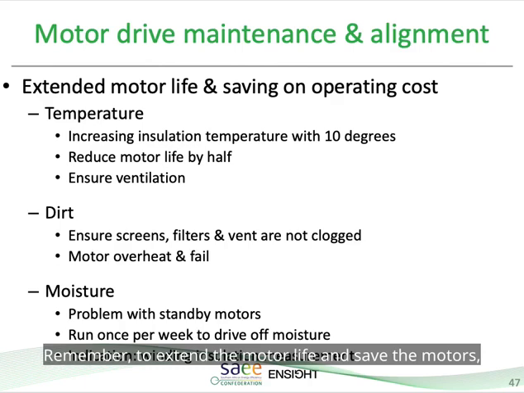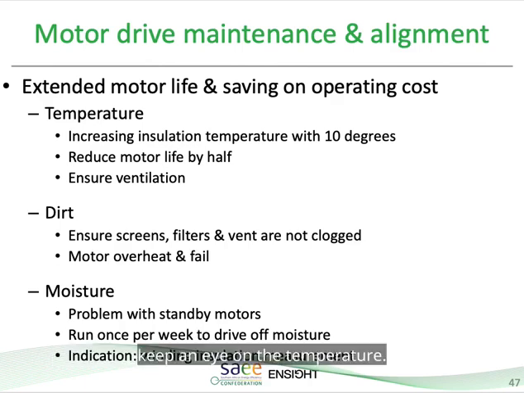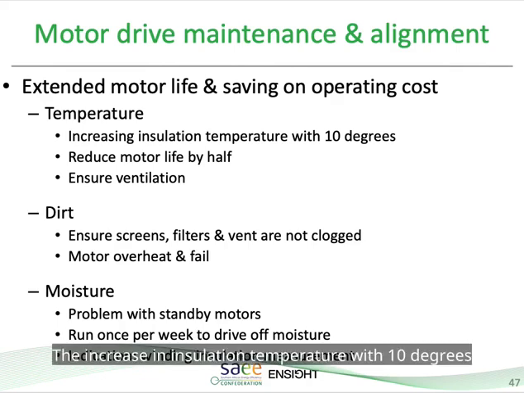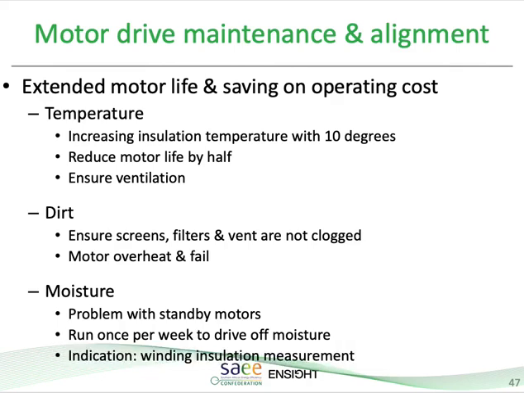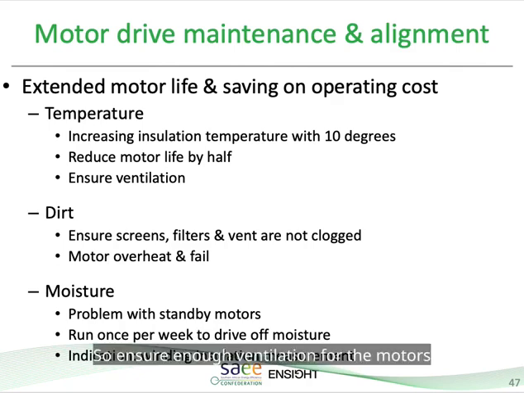Remember, to extend the motor life and save the motors, keep an eye on the temperature. An increase in insulation temperature of 10 degrees reduces the motor life by 50%. So ensure enough ventilation for the motors and that they aren't clogged up with any dirt.